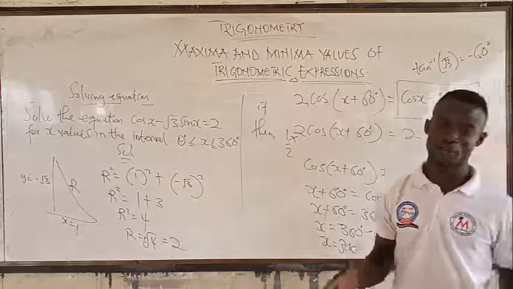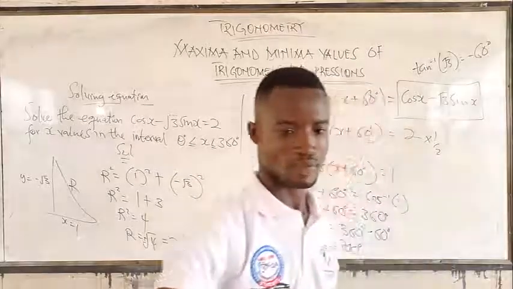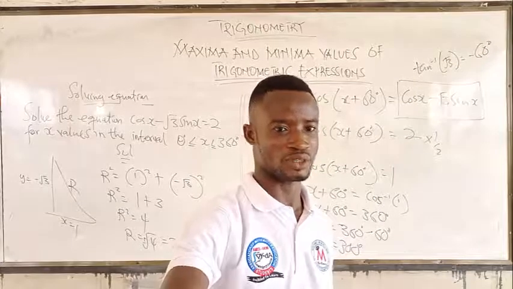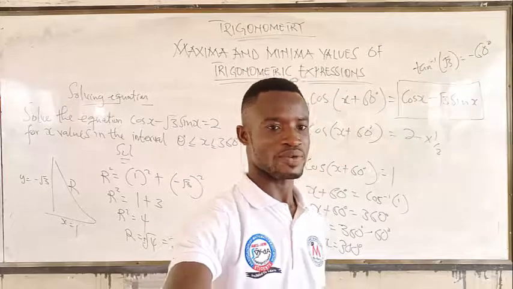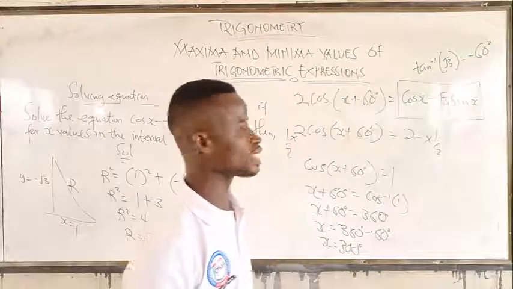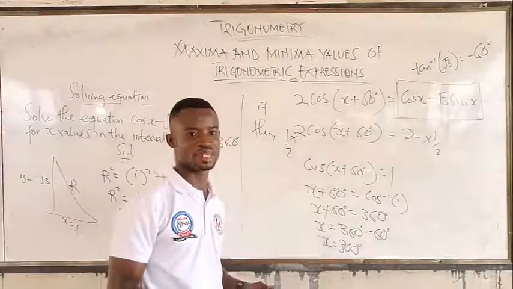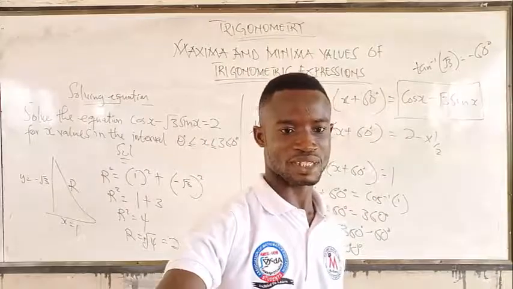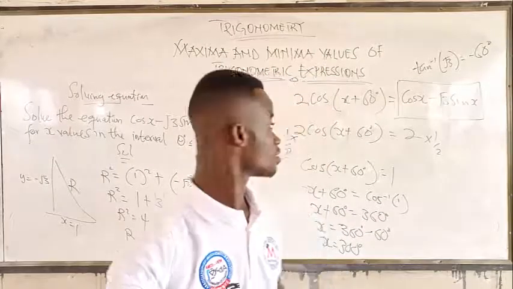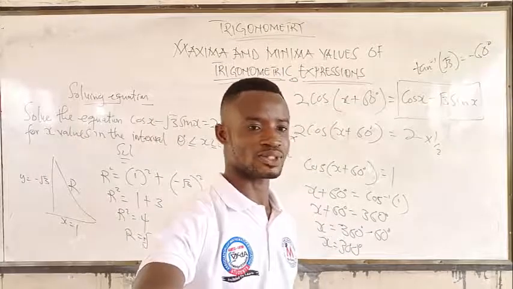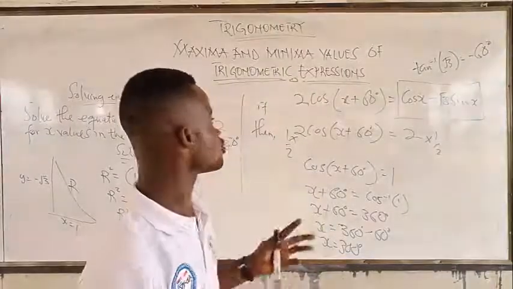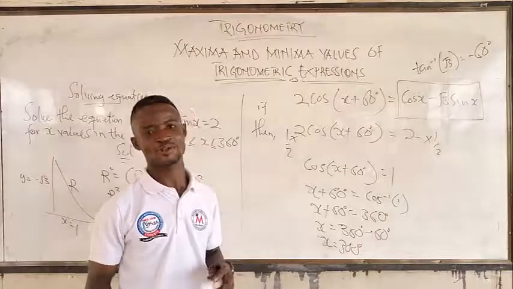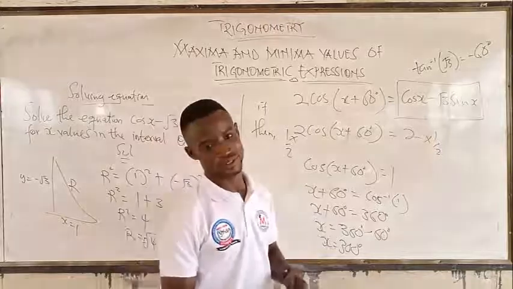In the next video, we are going to look at, I think that is still another topic, but I want to split it into two. We are now coming to look at how to find the maxima and the minima value of trigonometric expressions. In fact, even that, I want to add it in this video. Let me add that so that it will all be in one video. Or in the next video. Let's go to the next video to do that.